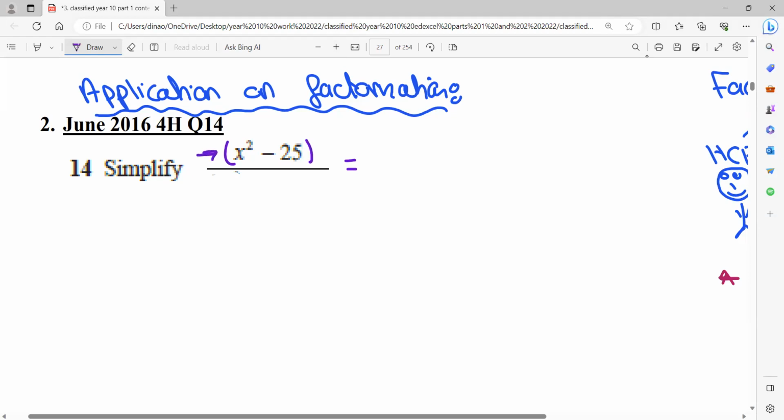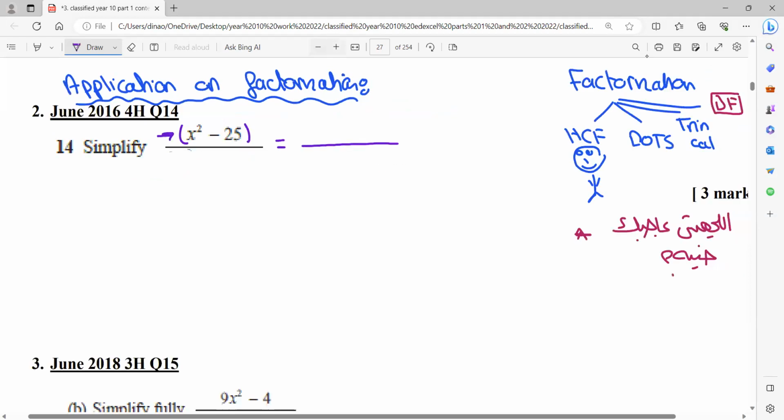Of course here I can factorize. Let's think in this order. Can I take highest common factor here? No. Is this difference of two squares? Yes. Why? Because I have a different sign. I have two items, and these two items are squared items, meaning I can find the square root of each.